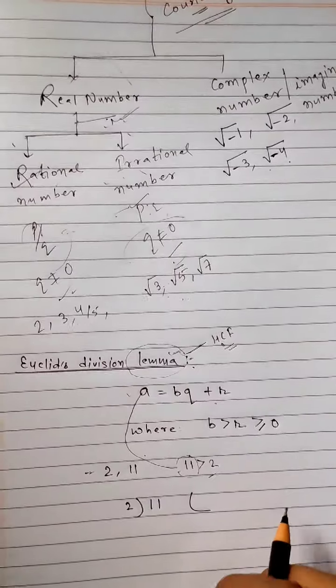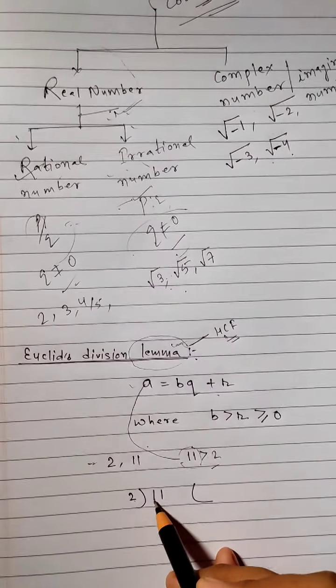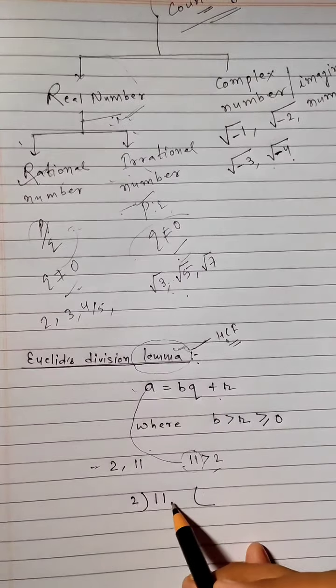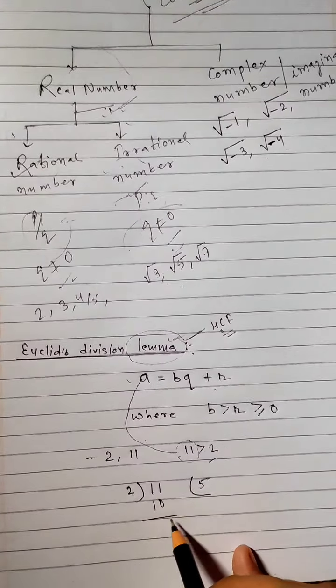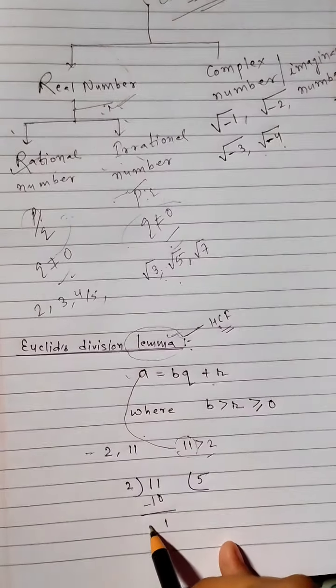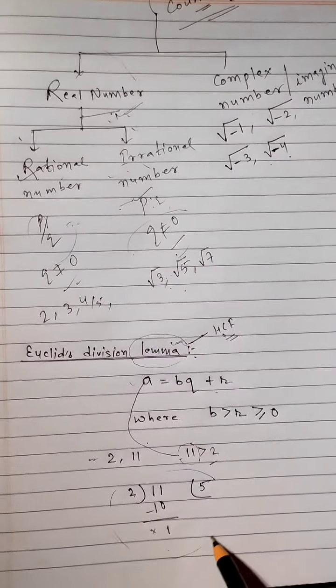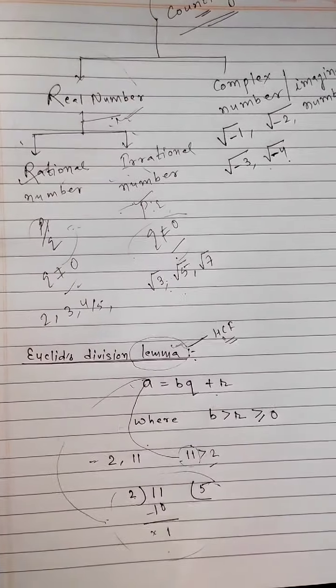How will we divide? We know very well that the divisor is 2 and we have to divide the number 11. So at first we take 5 here, and here it will be 10, and we know very well that by subtracting, we will get the remainder equal to 1. And with this example only we will be able to understand this statement.